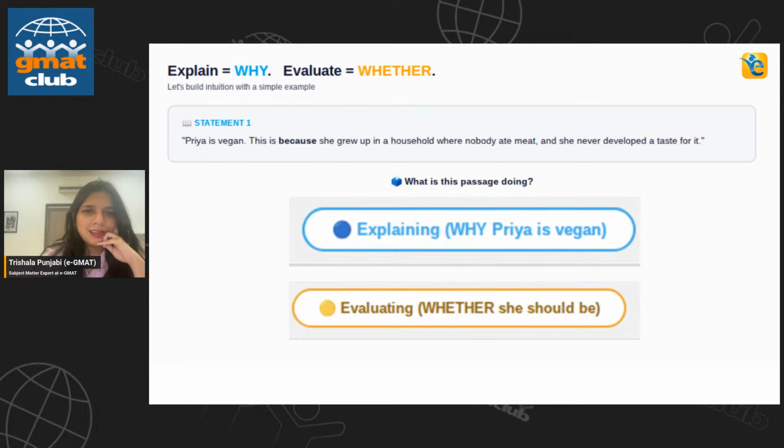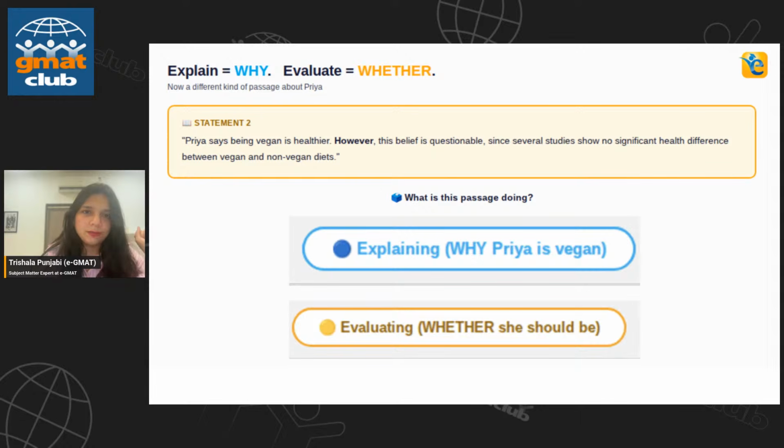So in this, it is clear, right, that there's no evaluation happening. There's a direct explanation. Why is she vegan? It is because she grew up in a household where no one ate meat. This is a classic example of an explanation. Now, let us look at this. Priya says being vegan is healthier. However, this belief is questionable since several studies show no significant health difference between vegan and non vegan diets.